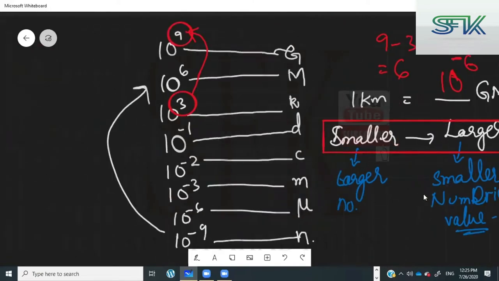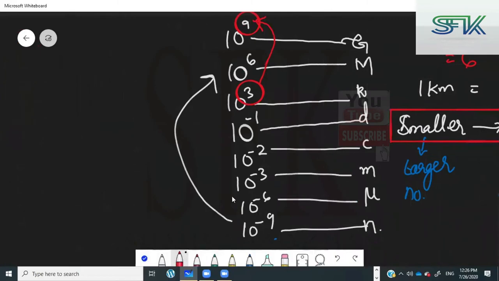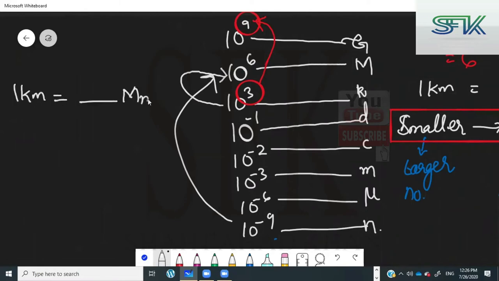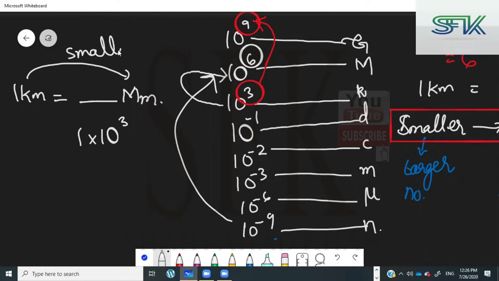Let me try a few more examples over here. What if you are going from 10 raised to the power of 3 to 10 raised to the power of 6, meaning 1 kilometers is equal to how many megameters? In that case, again, you need to find the difference. The difference is 3. So it's going to be 10 raised to the power of 3. But this time, you are again going from smaller to larger. So switch the sign of the power. So it's going to be 10 raised to the power of minus 3 megameters.